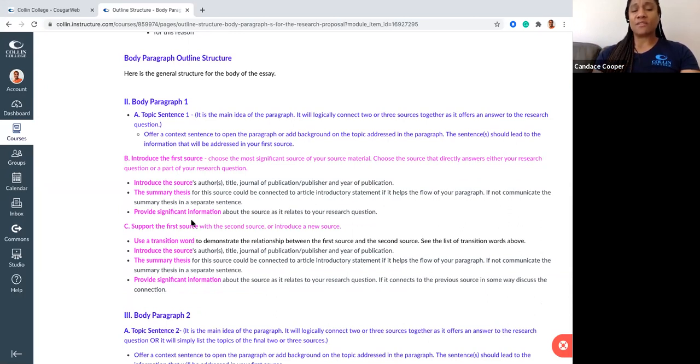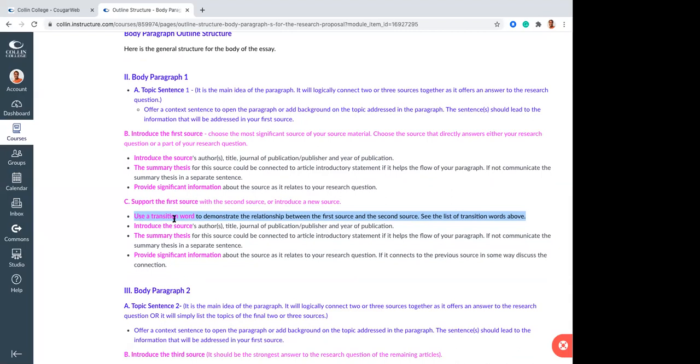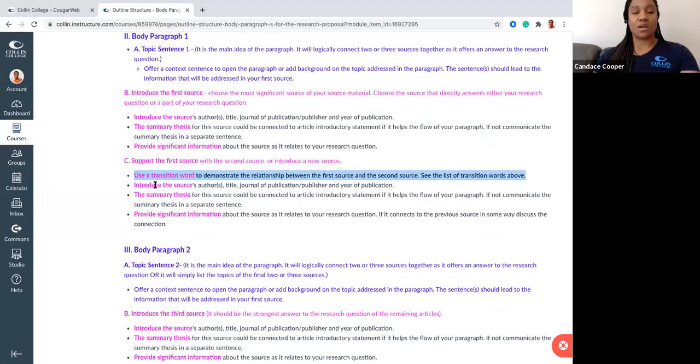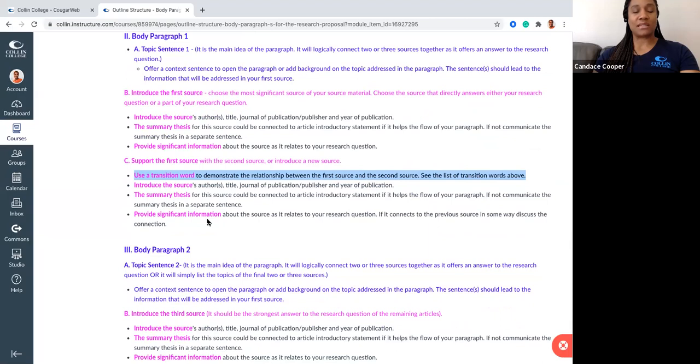The one thing that is different, or that's included in this outline structure that was not included in the previous, is the use of transition words, right? If you notice, you introduce your topic sentence, we talked about that, and you introduce your first source, we talked about that. But look, here's this little transition word reminder. So when you're introducing your second source, use a transition word in a sentence and then connect your introductory statement for your second source, maybe the summary thesis for your second source, and then provide significant information about the source itself.